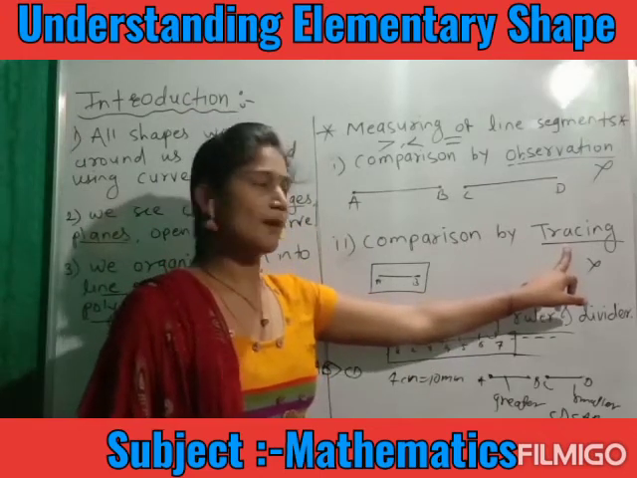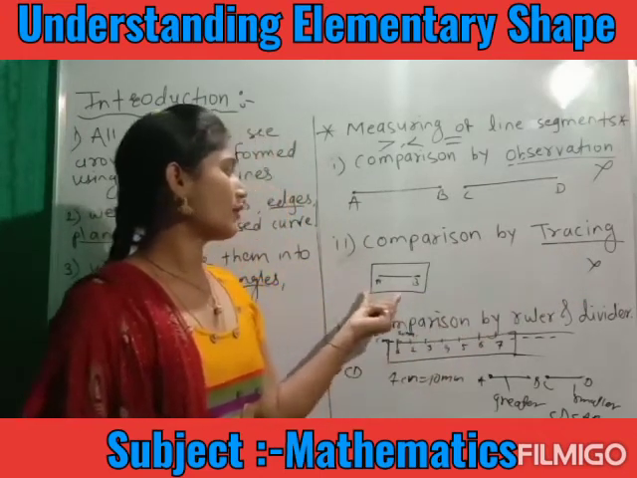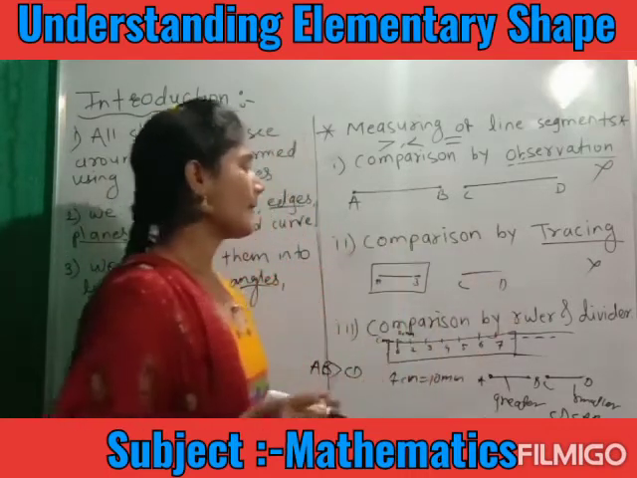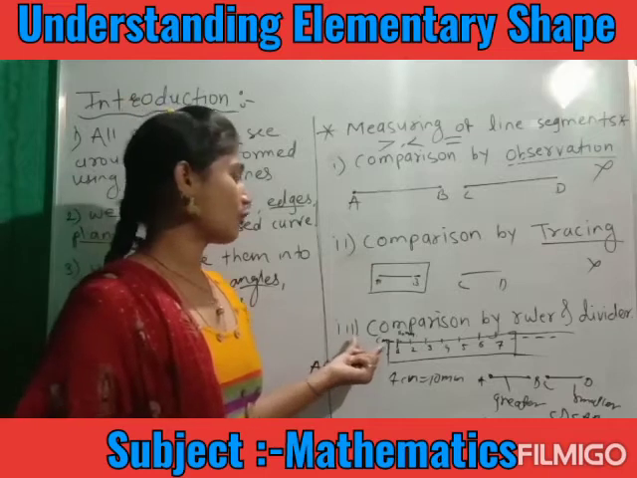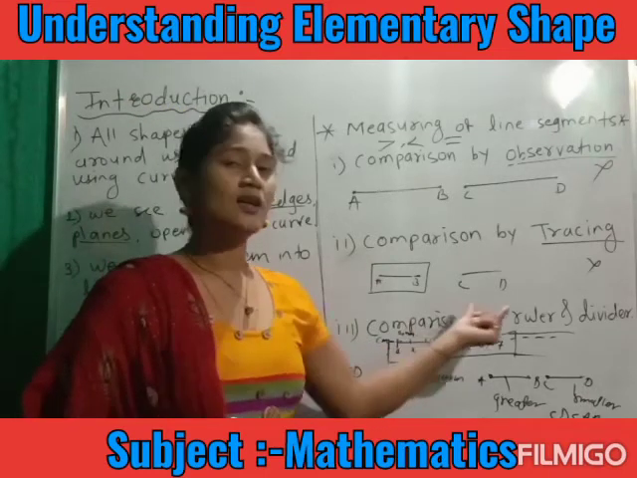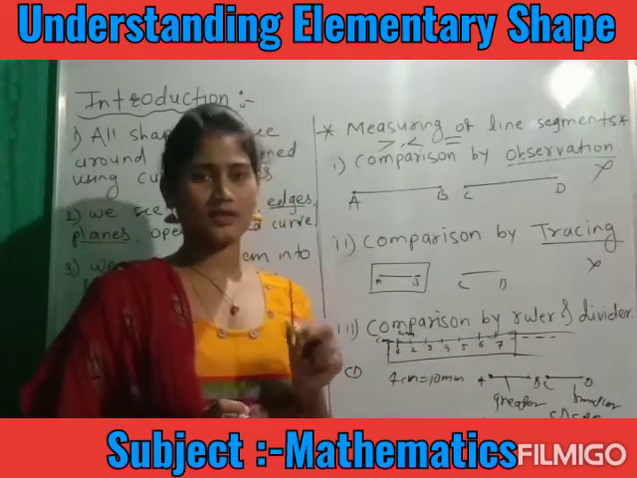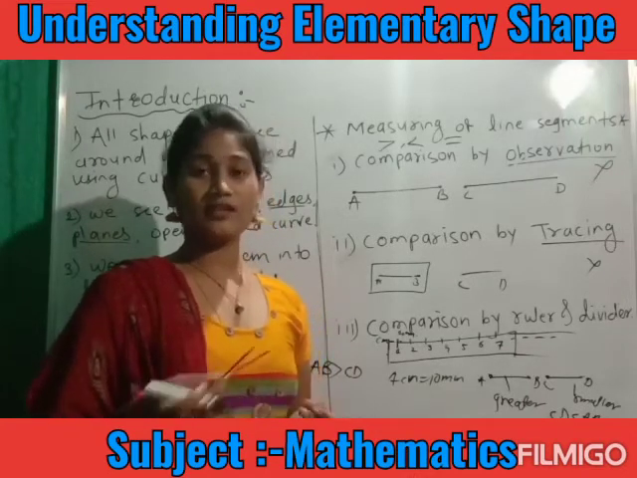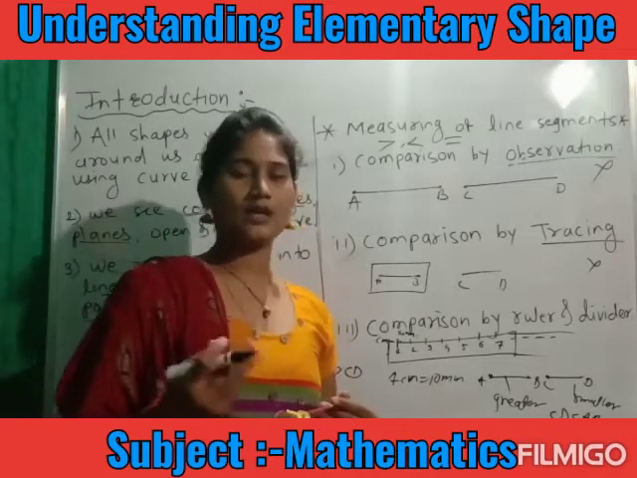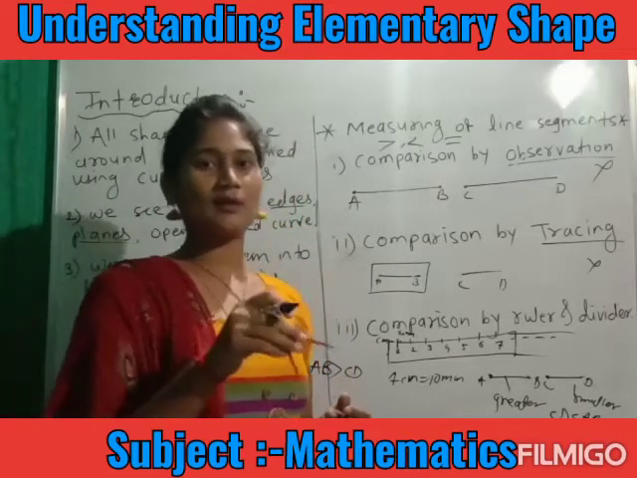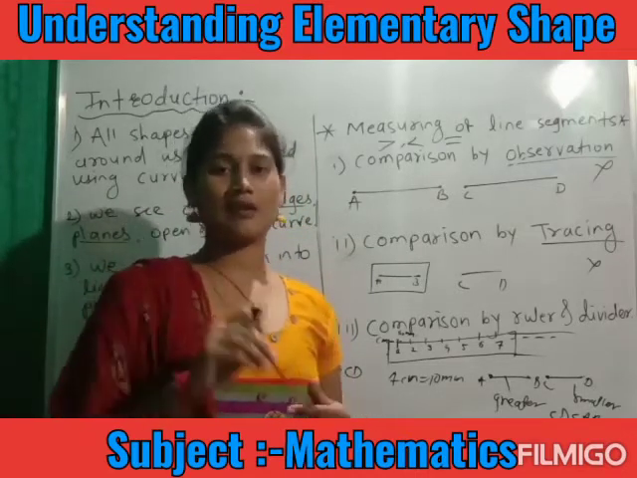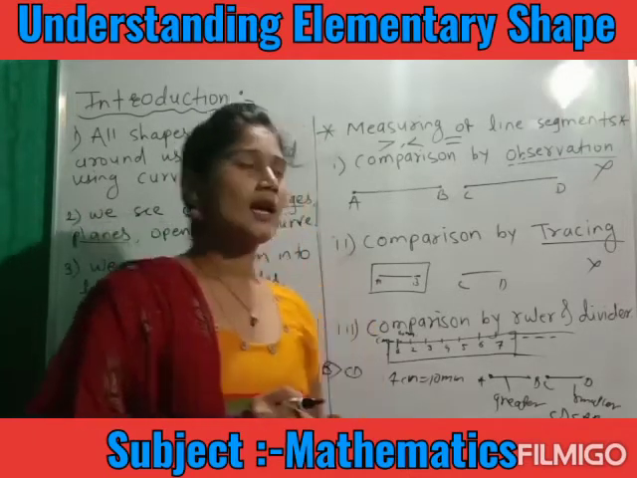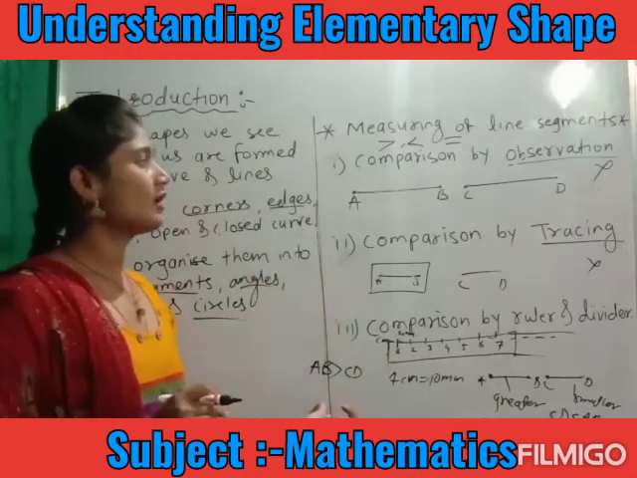Means by using tracing paper you can take the measurement of the first line segment and compare with the second line segment, suppose CD here. And then at last we are going to measure the things by comparison by ruler and divider. This is the divider. By using the divider, and also by using the scale, the ruler, you can perfectly say what is the measurement of the first line segment with the second line segment. So got it guys? This was the introduction session, as well as the comparison we have seen.